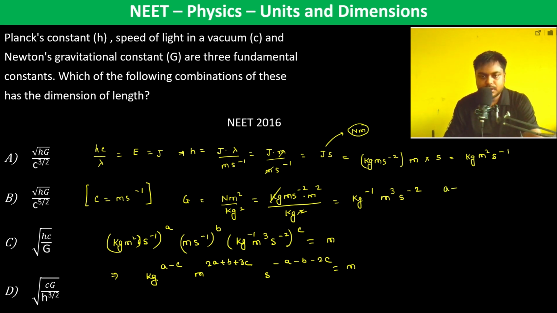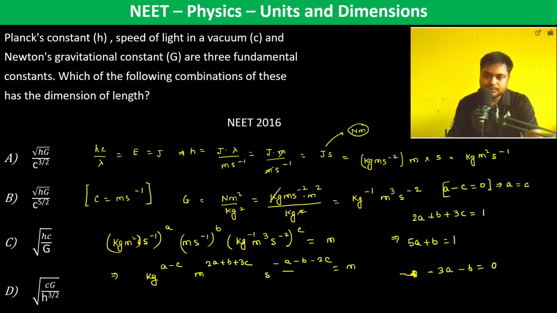So therefore a minus c is going to be 0, a is equal to c, 2a plus b plus 3c equals 1, which is 5a plus b is equal to 1, and minus a minus b minus 2c, so minus 3a minus b is equal to 0. Okay, because I have replaced a is equal to c here, so minus 3a minus b is equal to 0. So b is equal to minus 3a.